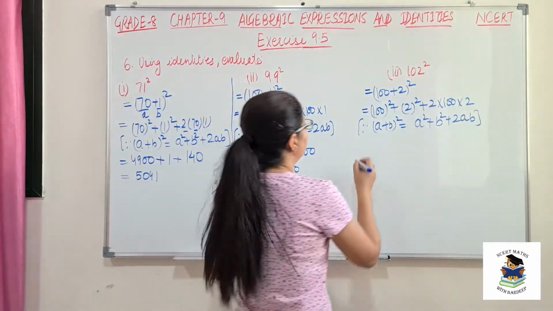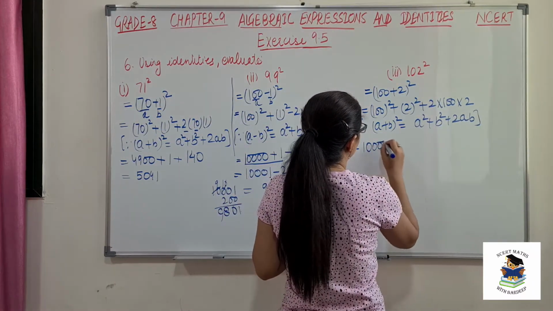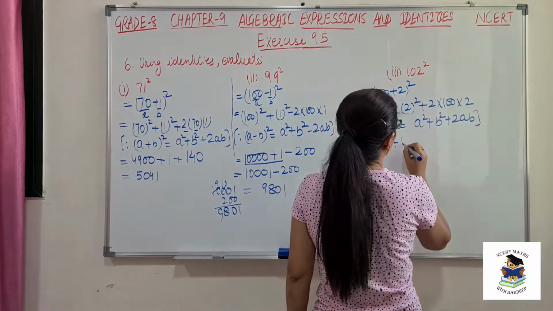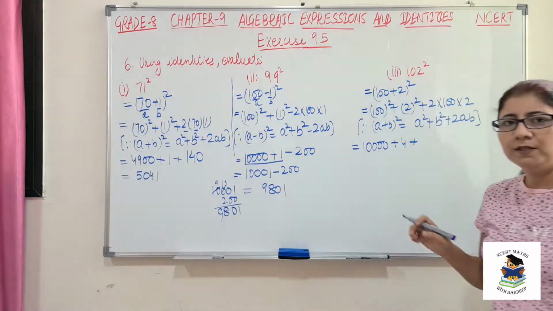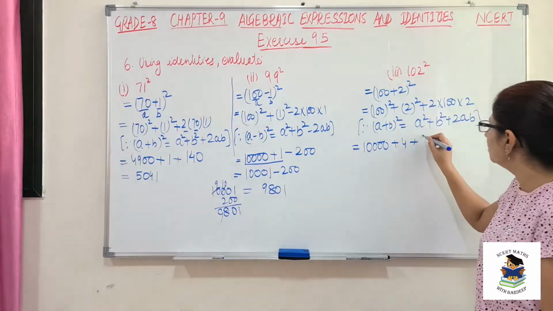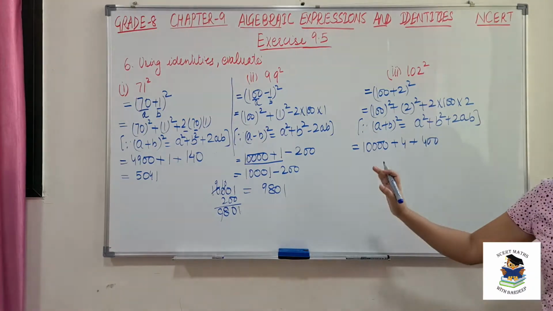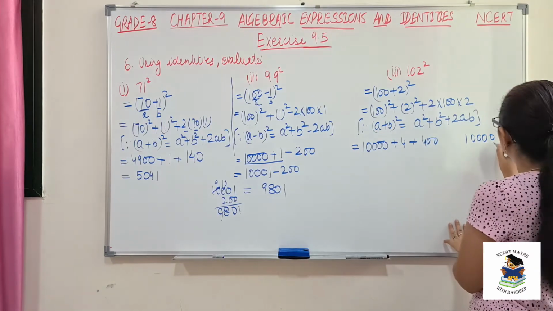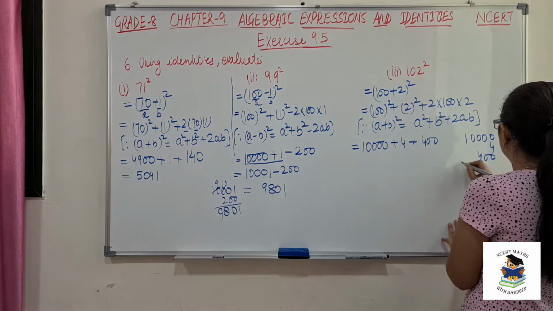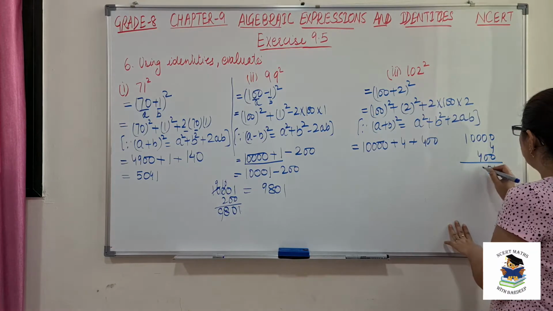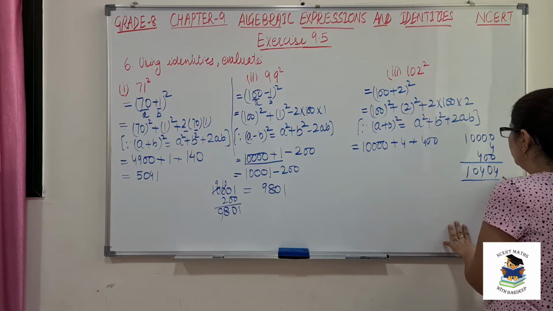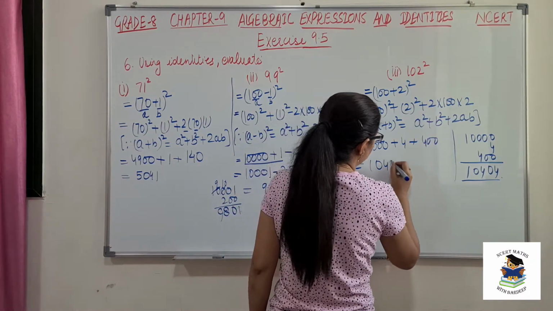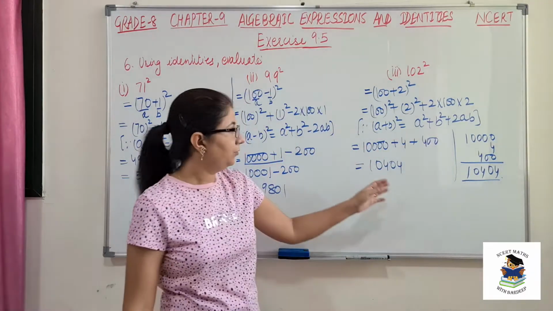100 square means 1 with 4 zeros, 10,000. Next, 2 square is 4, and 2 into 100 is 200, 200 into 2 is 400. And now we will add them. So this is 10000, this is 4 and 400. So this is 10404. Okay, so our final answer is 10404. That's it for this part.